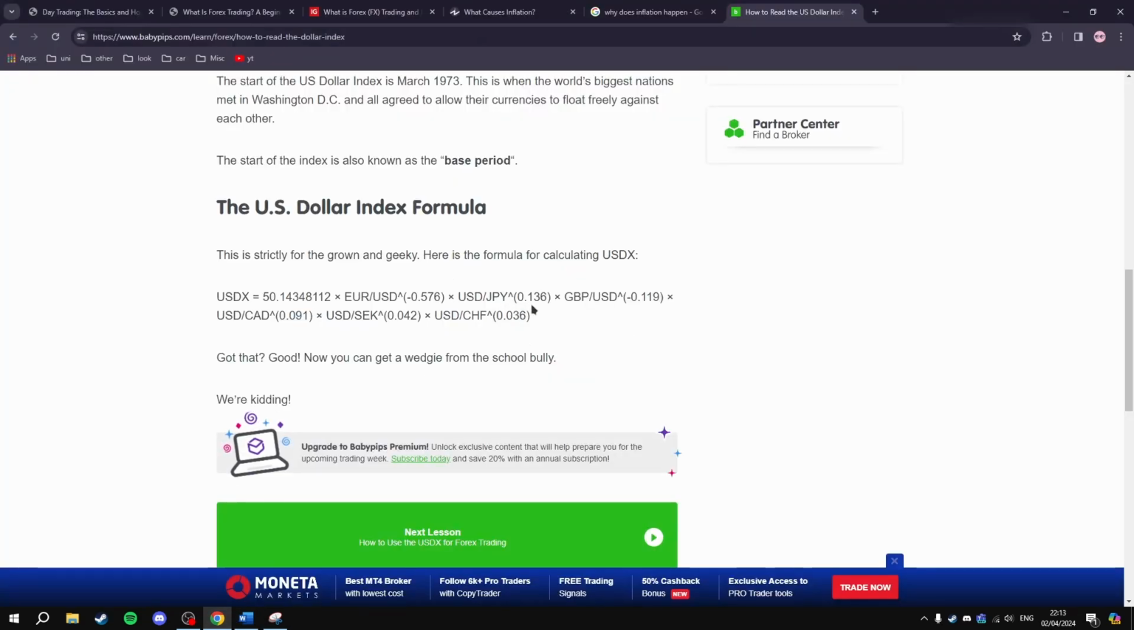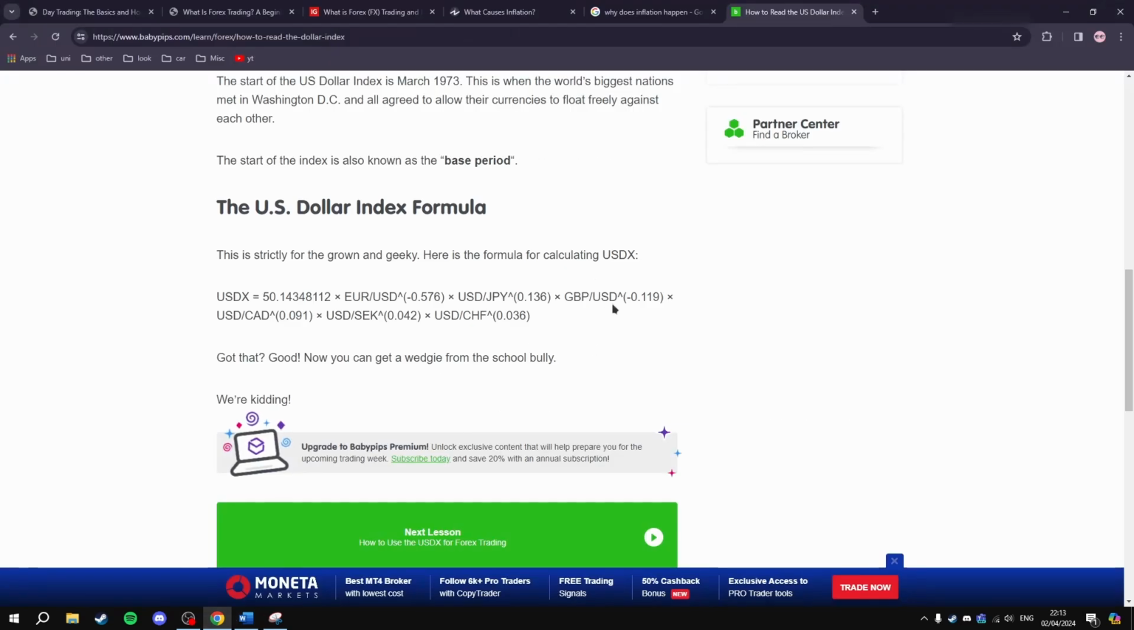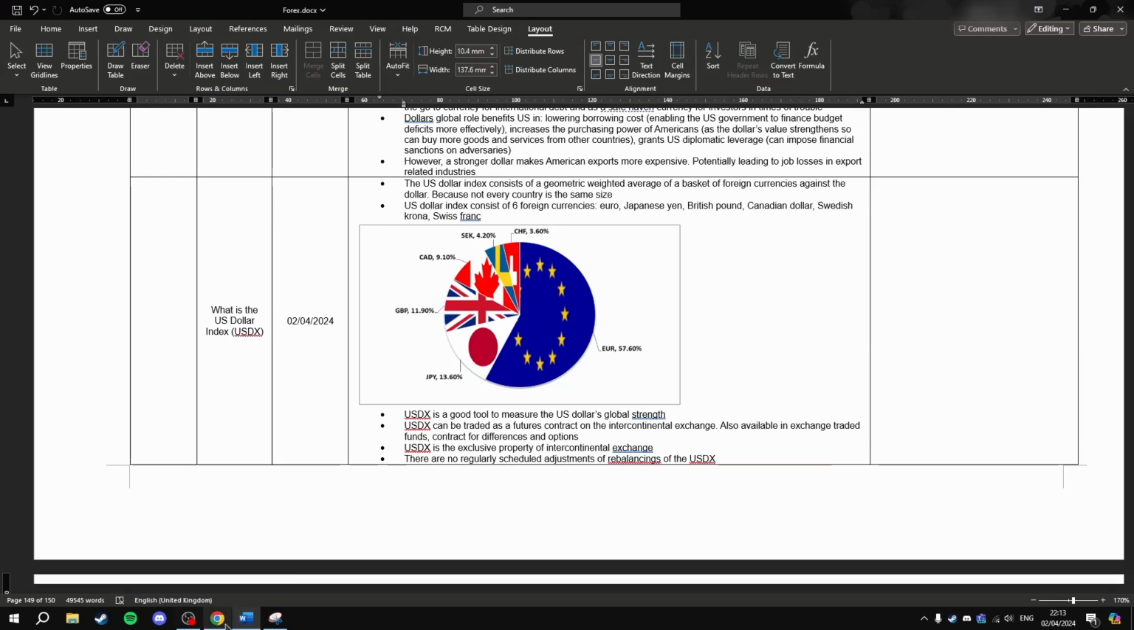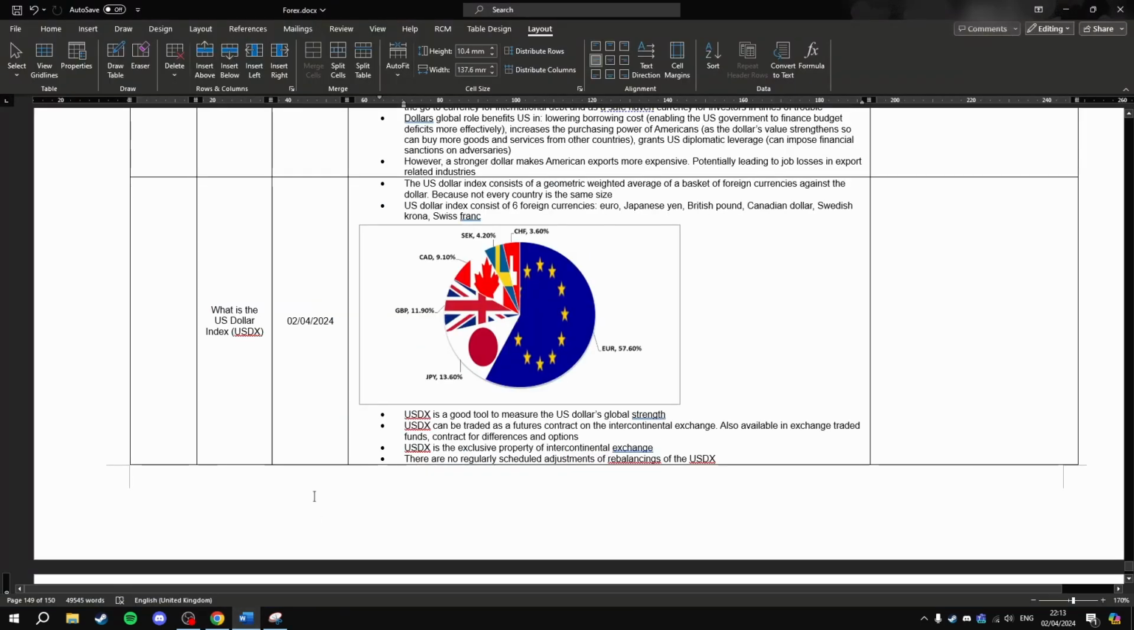USD JPY 0.136, so 13.6%. GBP USD minus 0.119, 11.9%. USD CAD 0.091, so 9.1%. USD SEK 0.042, so 4.2%. USD CHF 0.036, so that's 3.6%.